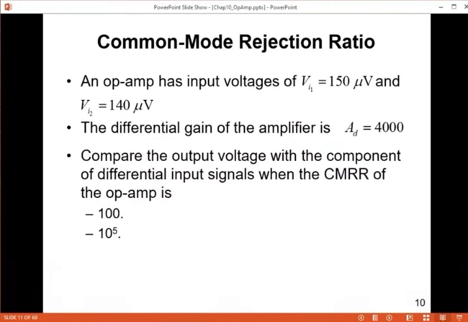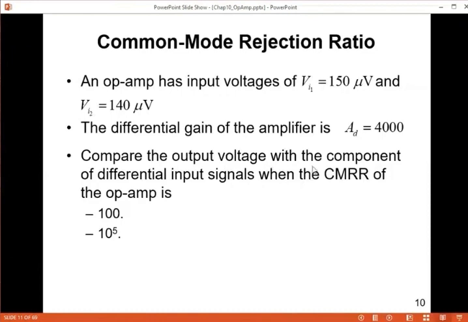Okay. The common mode rejection ratio. An op-amp has input voltage VI1 equal to 150 microvolts and VI2 equal to 140 microvolts. The differential voltage for this situation will be the difference between 150 minus 140 microvolts. So therefore, you will get the differential voltage, 10 microvolts. The gain is around 4,000.